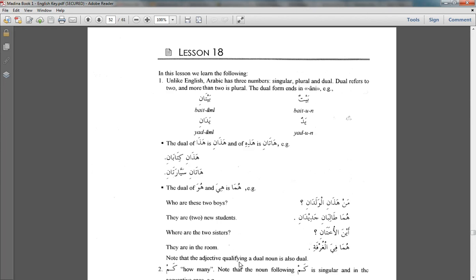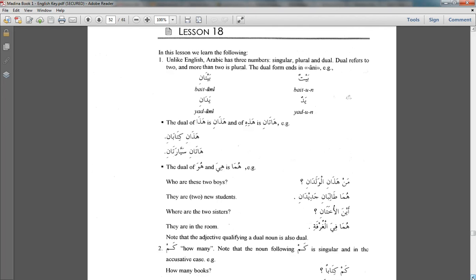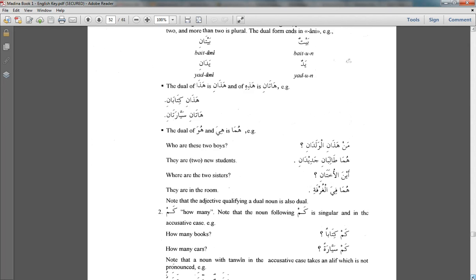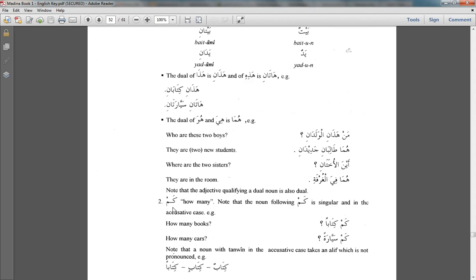Note that the adjective qualifying a dual noun is also dual. Okay, so basically any adjective, so kitabani kabirani. Okay, so you have to make that dual too. Big books, kitabani kabirani.